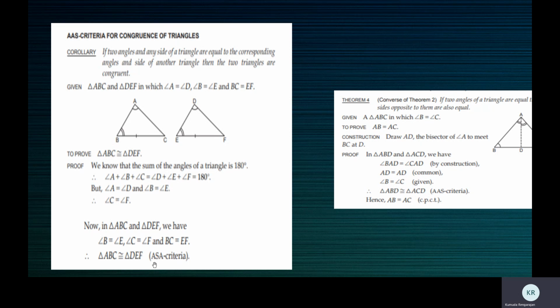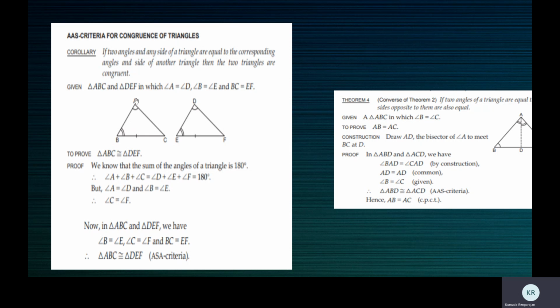Again, it's not that you should always call it ABC congruent to DEF. You can also say BCA congruent to EFD, because B corresponds to E, right? And C corresponds to F. So A corresponds to D. Angle B is equal to angle E, so vertex B corresponds to vertex E. Angle C is equal to angle F, so vertex C corresponds to F. So automatically A corresponds to D.